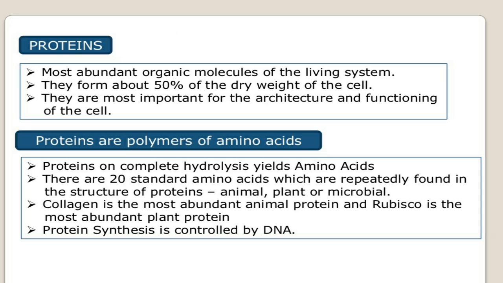There are 20 standard amino acids which are repeatedly found in the structure of proteins, in animals, plants or microbes. Collagen is the most abundant animal protein and Rubisco is the most abundant plant protein. Protein synthesis is controlled by DNA.